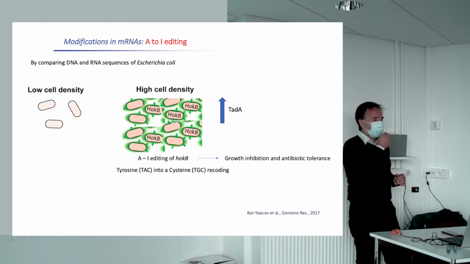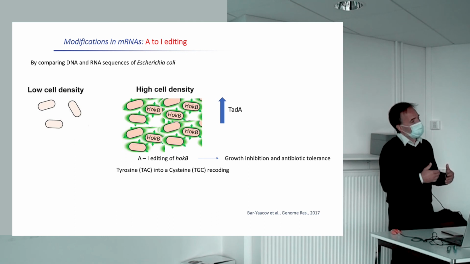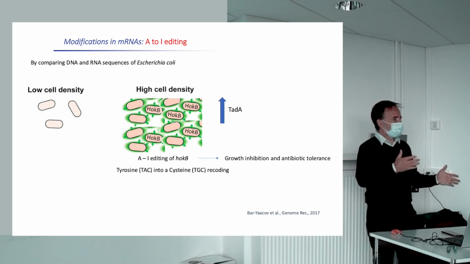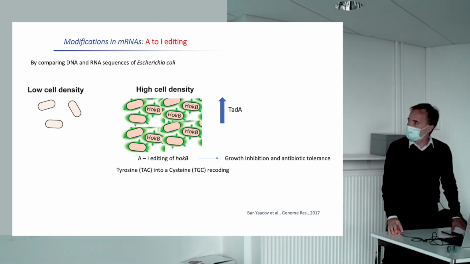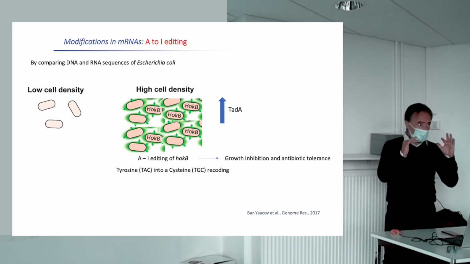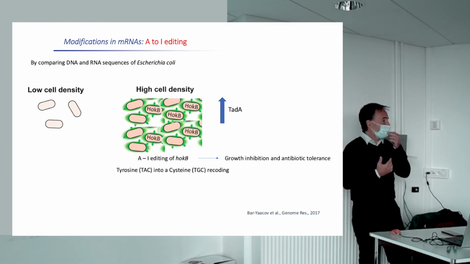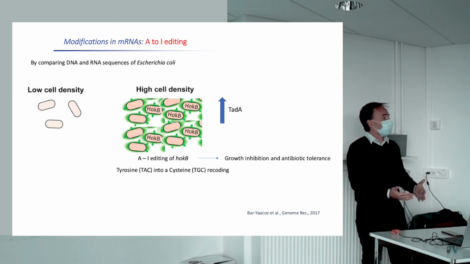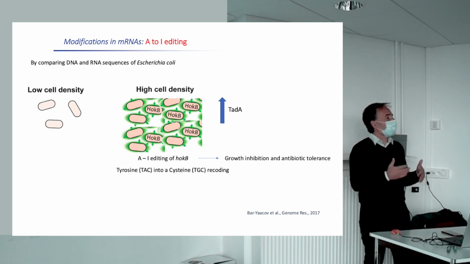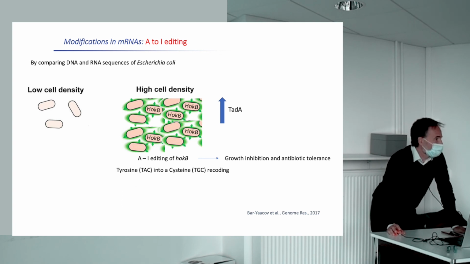So before, you have the production of this toxin that is not very active. Then, when you have high cell density, the enzyme changes this tyrosine to the cysteine, and then the toxin becomes much more efficient. And the result is that you have a growth inhibition, because this is a toxin, an autotoxin. So it is really affecting E. coli itself. But when you reduce the growth because of the presence of the toxin, the bacteria become resistant to antibiotics. So again, a modification that induces antibiotic resistance.